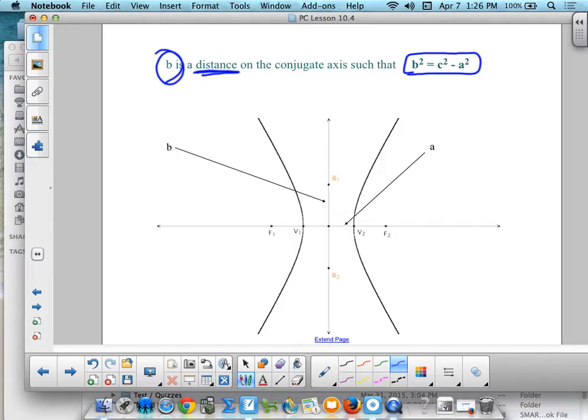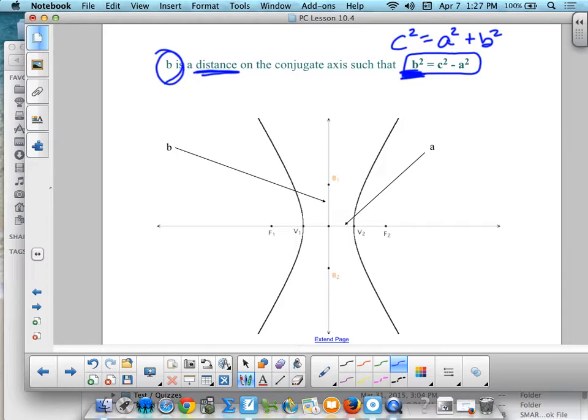When it comes to hyperbolas, the Pythagorean relationship that you are used to is now going to make sense. C squared equals A squared plus B squared. That is the Pythagorean theorem that you learned in geometry, right? A squared plus B squared equals C squared? Well, this is what you do to find the B value. So they solved it for B squared: B squared equals C squared minus A squared. So anytime you want the B value, just use the normal Pythagorean relationship.